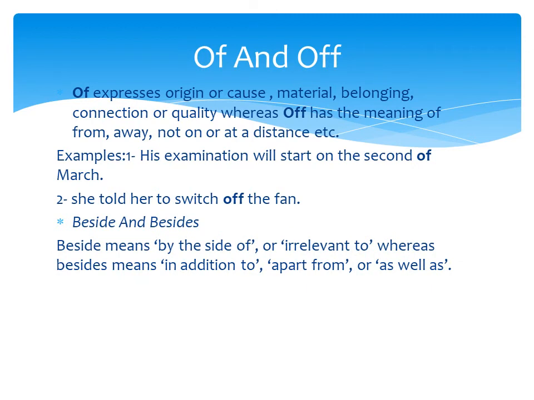Number 2 is beside and besides. Beside means by the side of or irrelevant to something. If something is irrelevant, then it is called beside. Whereas when we put an s with beside, it becomes besides. Besides means in addition to, apart from, or as well as. They are opposite to each other. Beside tells us about the thing that is irrelevant, and besides with s means in addition to.